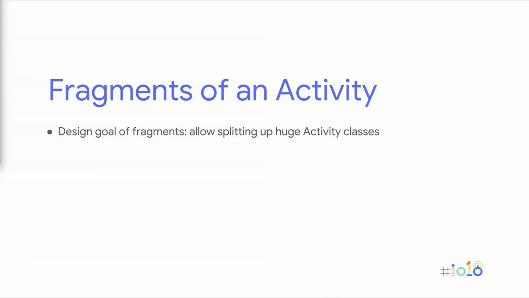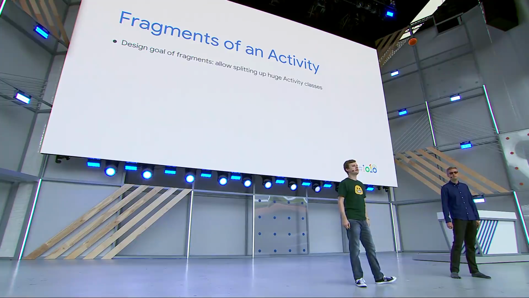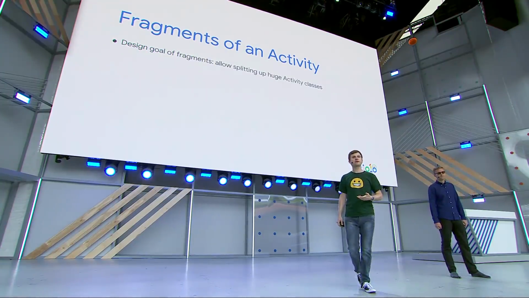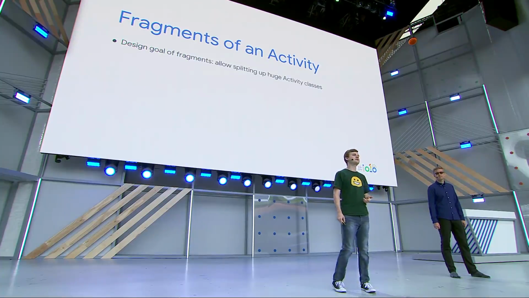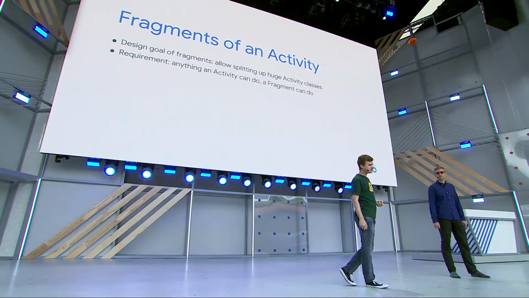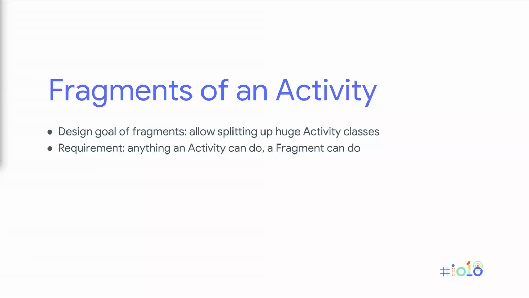Fragments were really designed so that you could do one thing, and that was to allow splitting up these huge activity classes. Again, we were seeing the pain that developers were feeling, that their activity classes were getting really big and hard to manage. So we wanted to see if we could allow you to decouple some of the various things that your activity classes are doing to relieve a little bit of that pressure. That means that anything an activity can do, a fragment had to be able to do too. That guided a whole lot of the API design from the beginning.